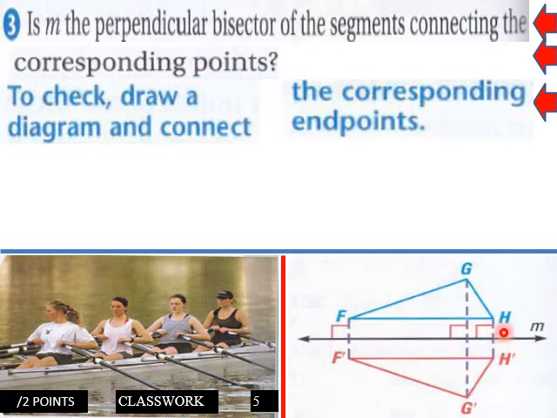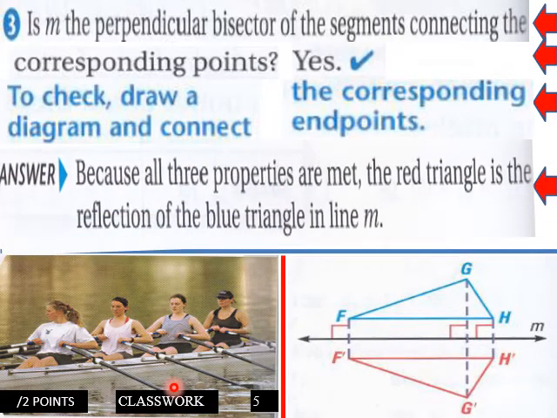And then H over here, we have H and H prime, so they would be perpendicular in that respect. Yes. And then the answer: because all three properties are met, the red triangle is the reflection of the blue triangle. So we draw a perpendicular off of M and then put the point down here that's equidistant from M. And then same thing here, H from H prime, and then F to F prime. It would be the same distance from M here.